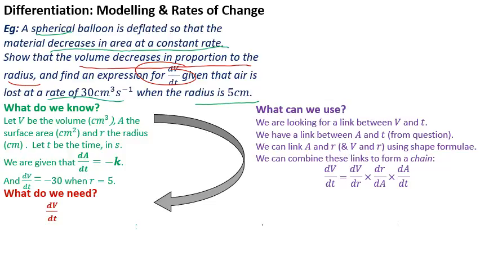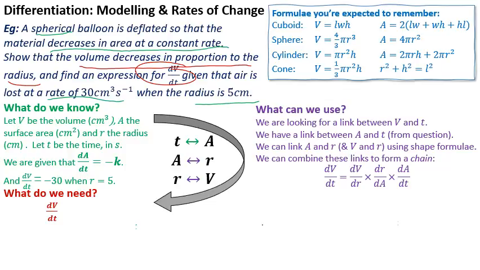We have dV/dt, which is what we want, can be constructed if we can link V and r, the volume and the radius, which seems doable. If we can link r and A, which is the reciprocal of dA/dr, we should be able to do that if we can get the area in terms of the radius. And finally, dA/dt, which was provided in the question as negative k. So linking t and A, which is what we already have. We've got that connection provided for us. We can link A and r using the formulae for spheres. Similarly, we can link r and V using the formulae for spheres. And that completes a chain that goes all the way from t to V. And the dV/dt is what we're looking for at the end.